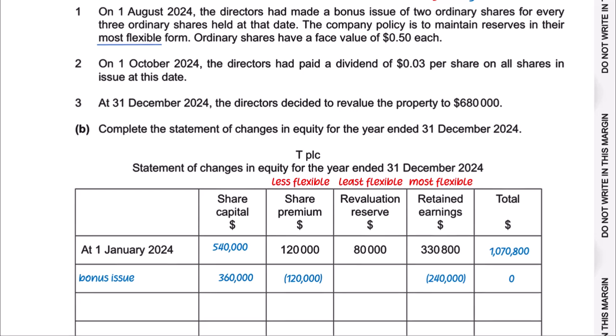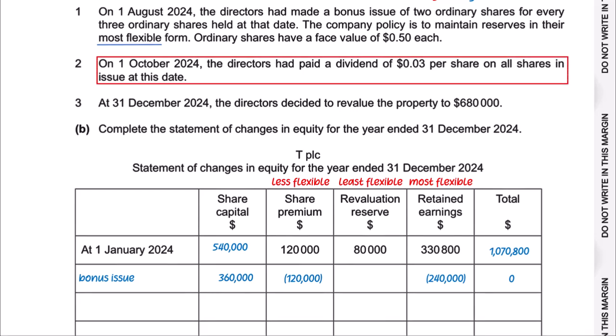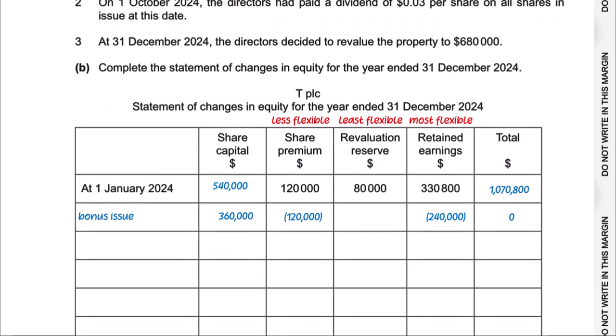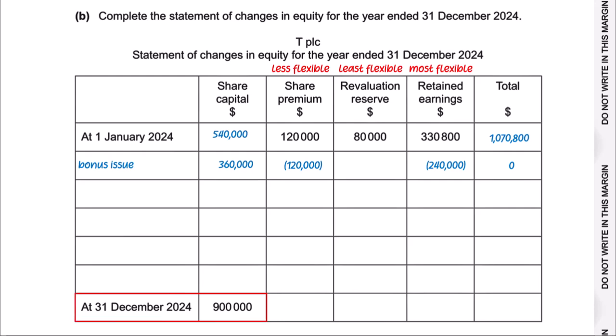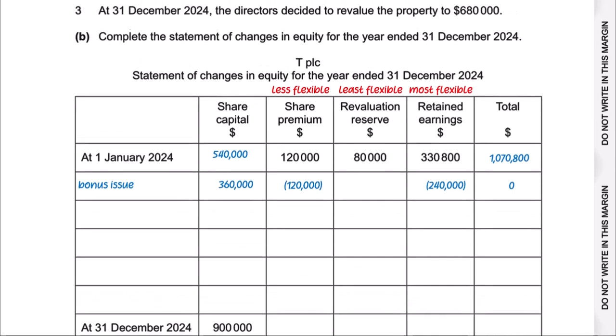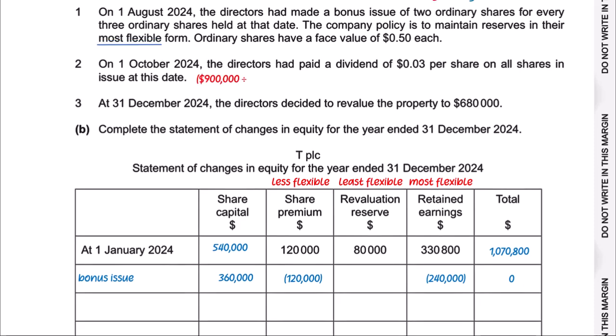Additional information number 2 is on 1 October 2024, the directors had paid a dividend of $0.03 per share on all shares in issue at this date. Since after the bonus issue on August 1, the share capital had become $900,000, the dividend will be paid on this issued capital on October 1. The less flexible share premium reserve has already been exhausted. So for the dividend payment, we use the retained earnings. The total for the dividend row becomes negative.